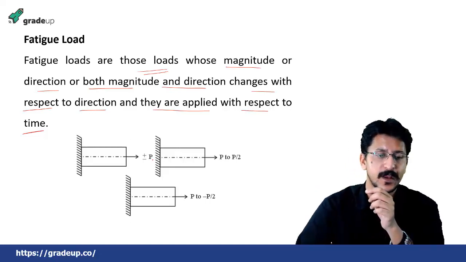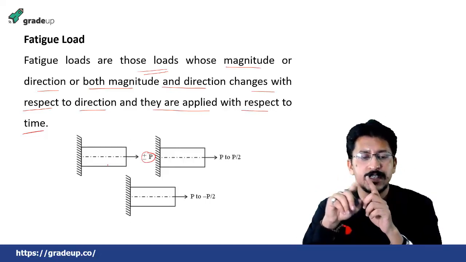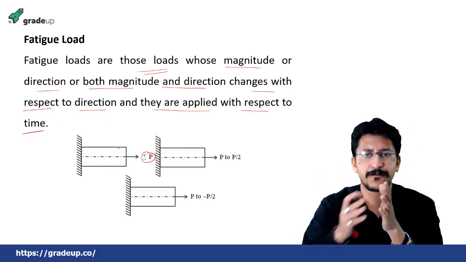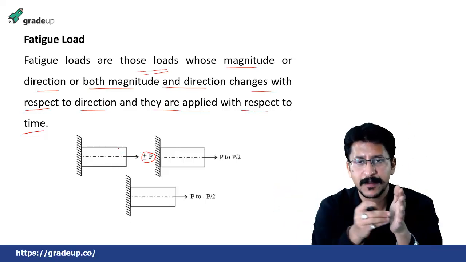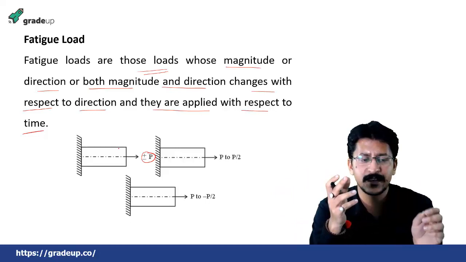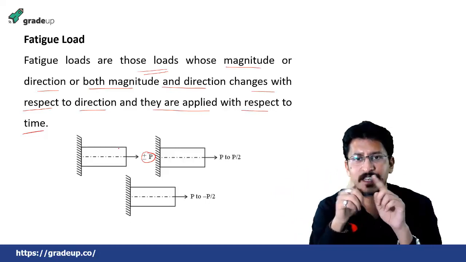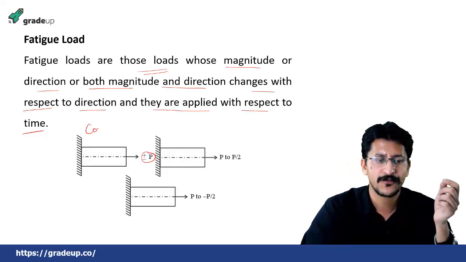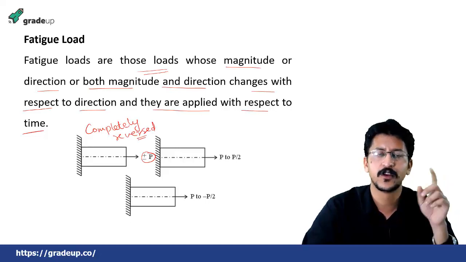Okay, so in a case like this, the force is changing from plus P to minus P. That means plus P is a tensile force, and minus P is a compressive force of the same magnitude. So in this case the magnitude is constant but its direction is completely reversed. This is a case of completely reversed loading, or completely reversed fatigue loading.